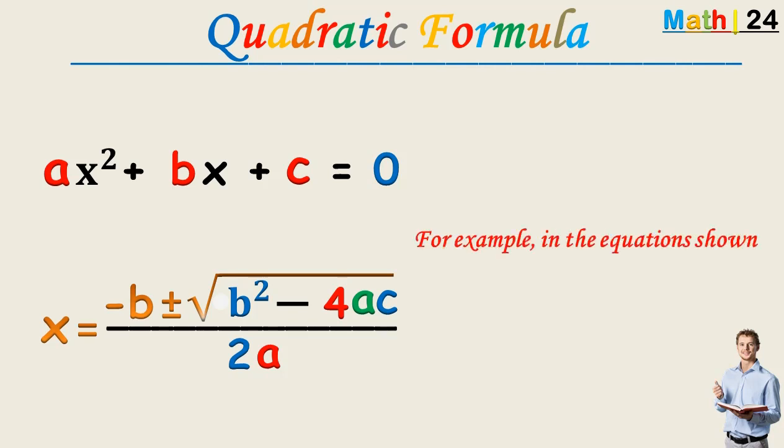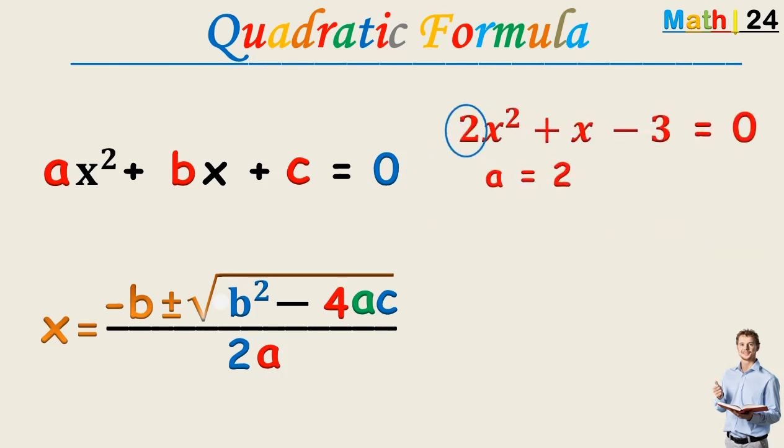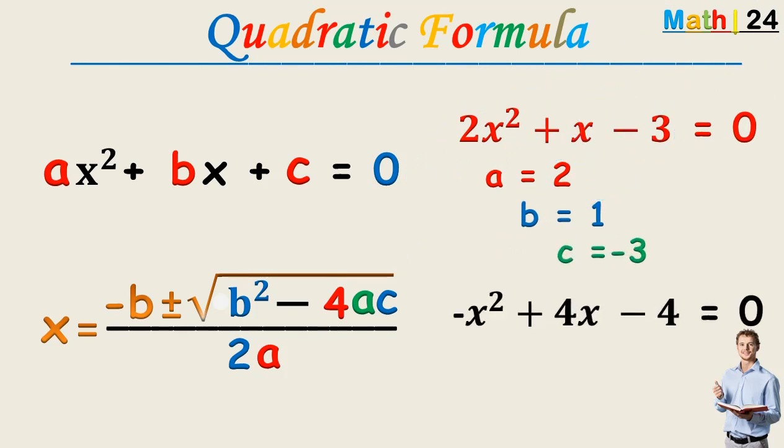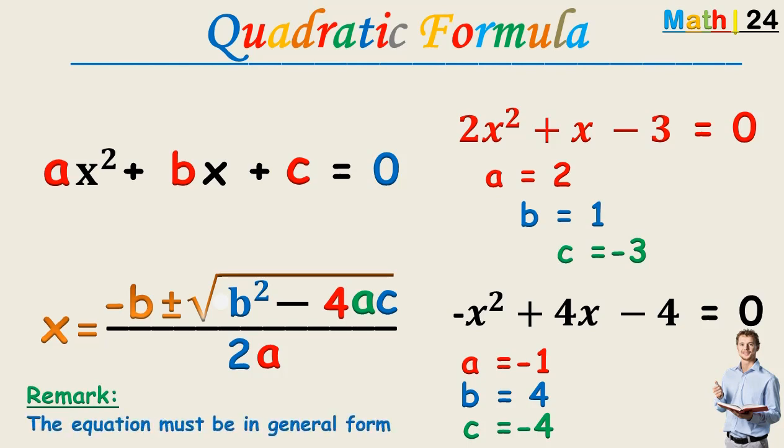For example, in the equation shown, a is equal to 2, b is equal to 1, and c equals minus 3. In the second example, a equals minus 1, b equals 4, and c equals minus 4. Note that the equation must be in general form for you to read the values of a, b, and c.